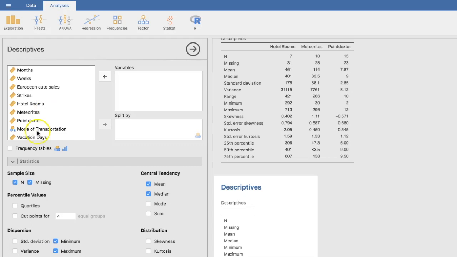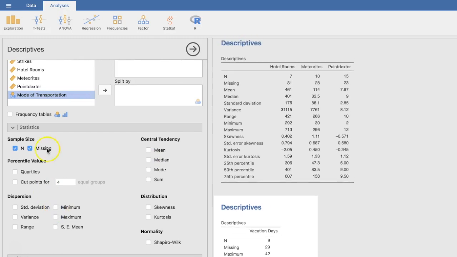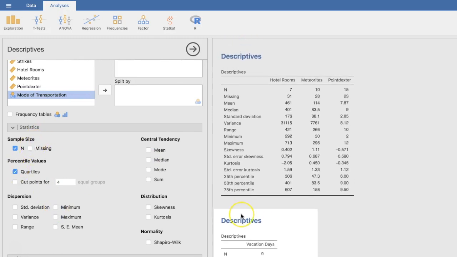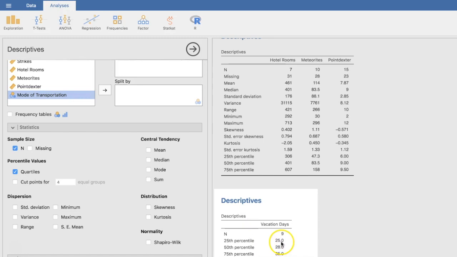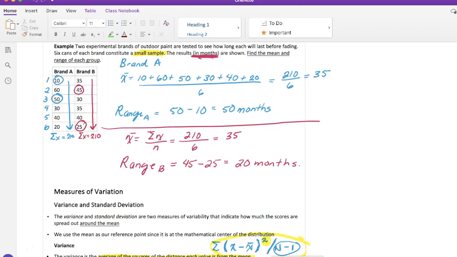But I am looking for vacation days. There it is. I don't want anything except maybe the N and the quartiles. That's all I want. 25, 28, and 35. Perfect. So the next thing I want to check is going into our notes for the measures of variability.